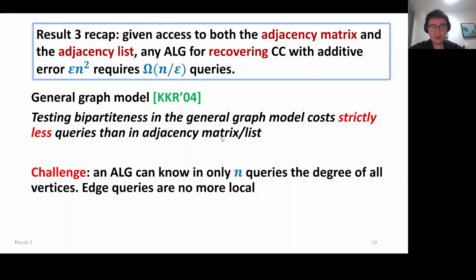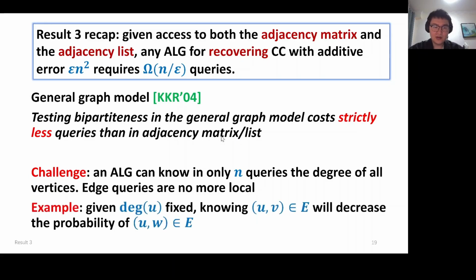Specifically, in their work KKR04, they showed that testing bipartiteness in the general graph model costs strictly fewer queries than in the adjacency matrix and the adjacency list models. But the challenge is that showing a lower bound in such a stronger model is also harder. An algorithm can learn the degrees of all vertices in only n queries, and given the degrees, edge queries are no longer local.